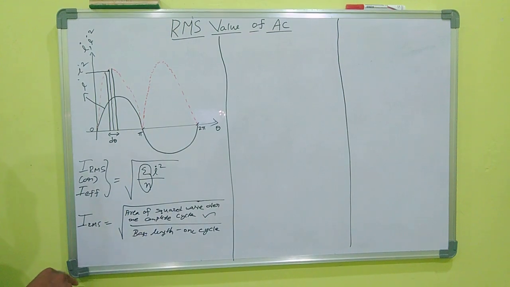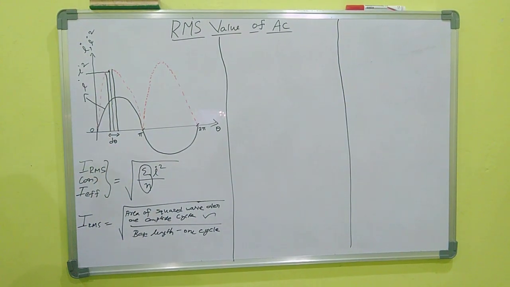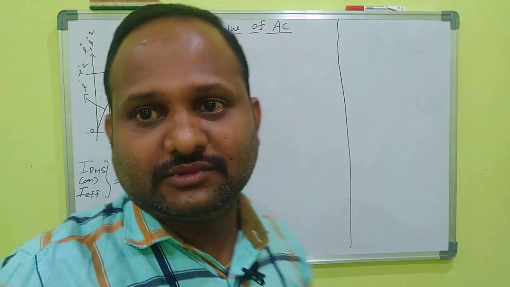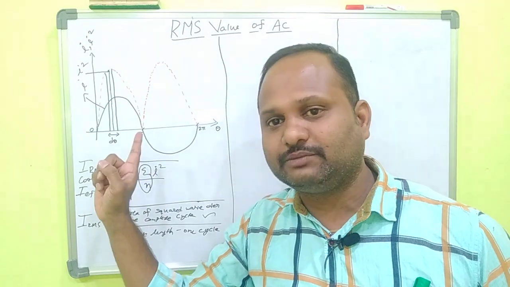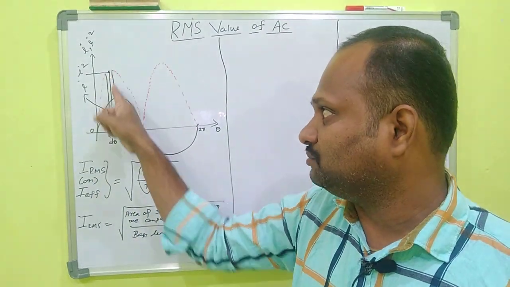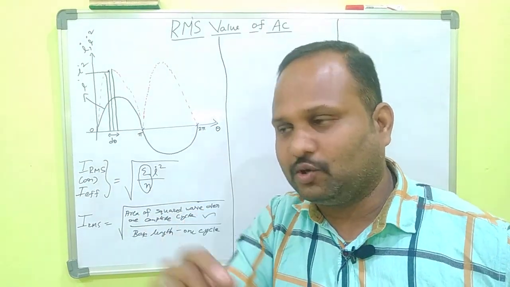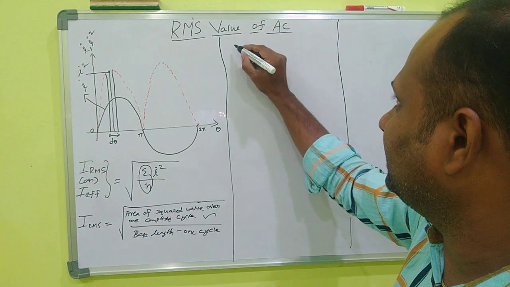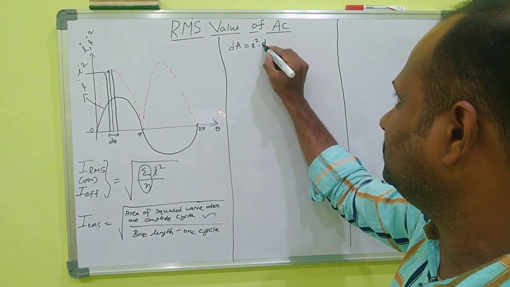How to find it? We can divide this area into a large number of elementary strips. Here I mark one elementary strip, whose breadth is d theta and the length is I square, that is, the mid ordinate is I square. So first you should find the small area. Here the small area is dA, which is equal to I square into d theta.